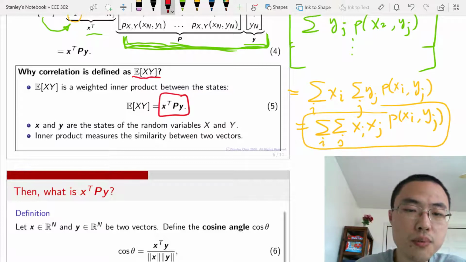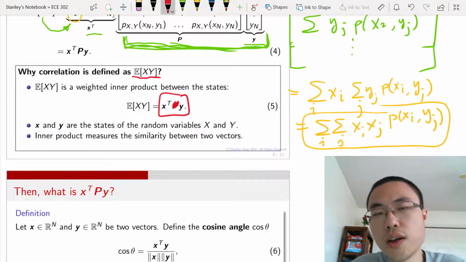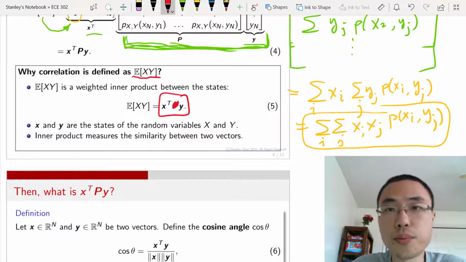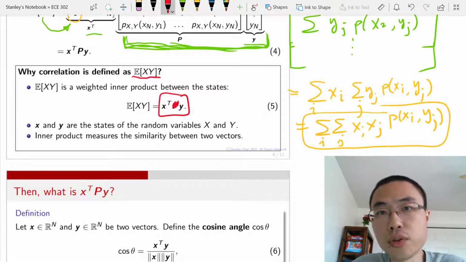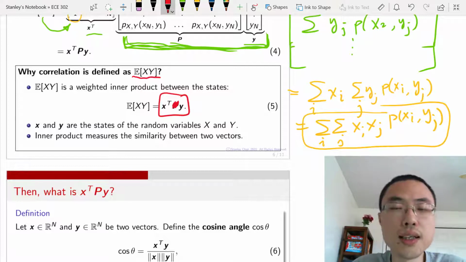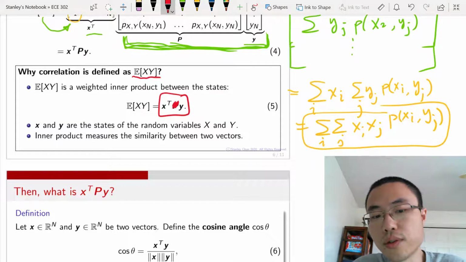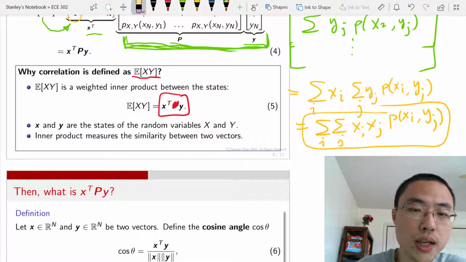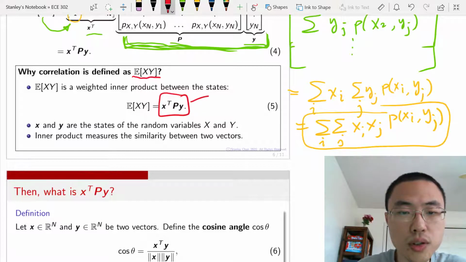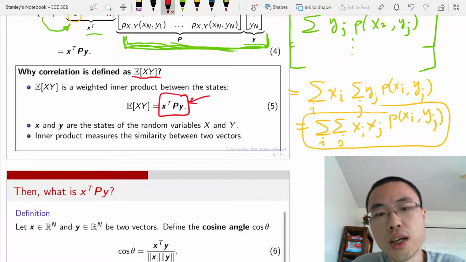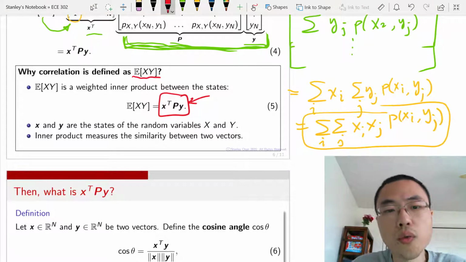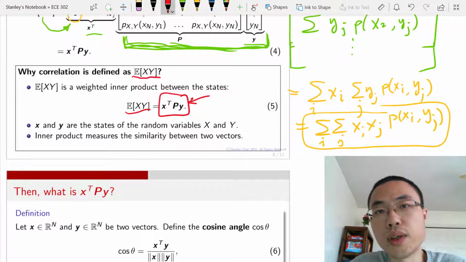Now, of course, you have a P here, but let's pretend that the P doesn't exist here. What is this? This is the inner product between two vectors, x and y. And what is the meaning of inner product? The meaning of the inner product is to see how close one vector is compared to the other. And that is measured in terms of the projection, or a concept we call the cosine angle. So what I want to do next is to go a little bit deeper into this equation here of x transpose P y and explain further what is the meaning of this joint expectation between x and y.